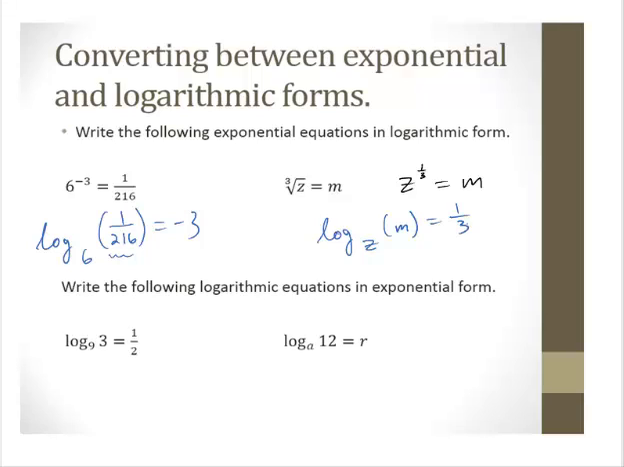Now let's go in the other direction. Write the following logarithmic equations in exponential form. The log base 9 of 3 is 1/2. So what this tells me is the exponent that goes on base 9 to yield 3 is 1/2. You might say, well, how does that make sense? Why is 9 to the 1/2 equal to 3? Well, the 1/2 power is the same as the square root of 9, and the square root of 9 is 3, so this statement does make sense.